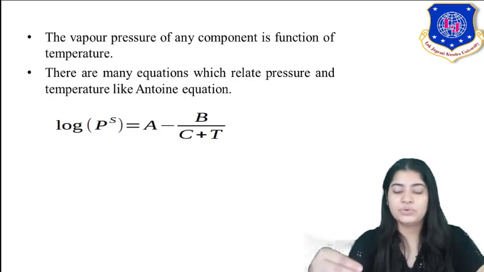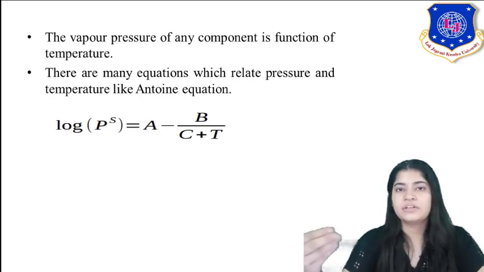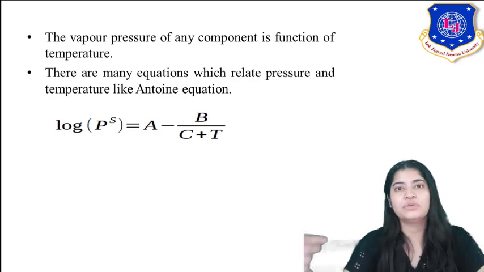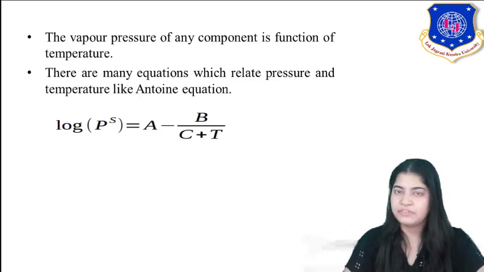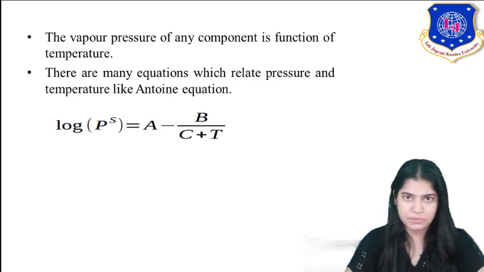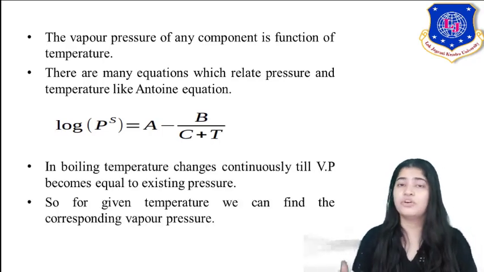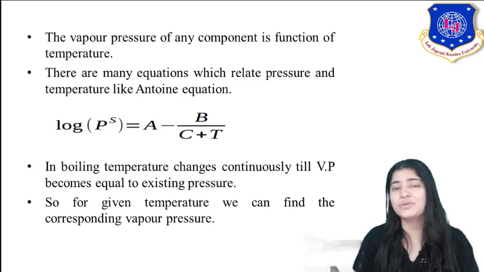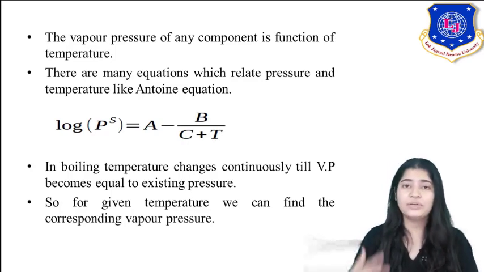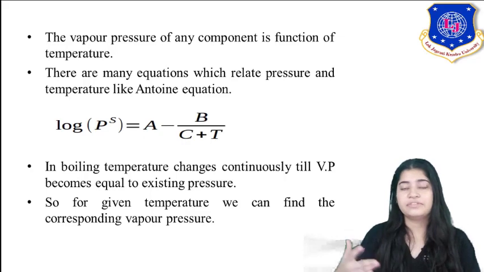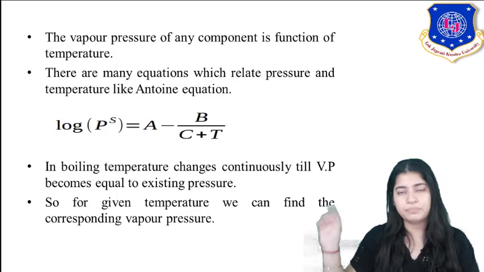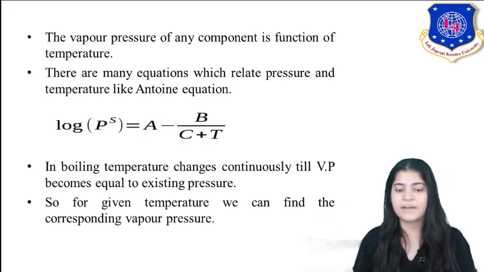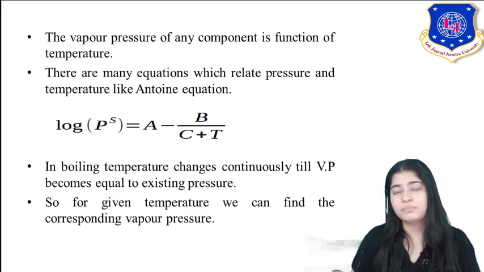Suppose in an exam you are given a question at a temperature of 100 degrees Celsius, and you have to find the vapor pressure. A, B, C would be given, and accordingly you will calculate your vapor pressure. For a pure species, the partial pressure is equal to the vapor pressure. Try to understand it. In the TXY diagram and PXY diagram, when I talk about the vapor pressure in the diagram, that was about the pure component.